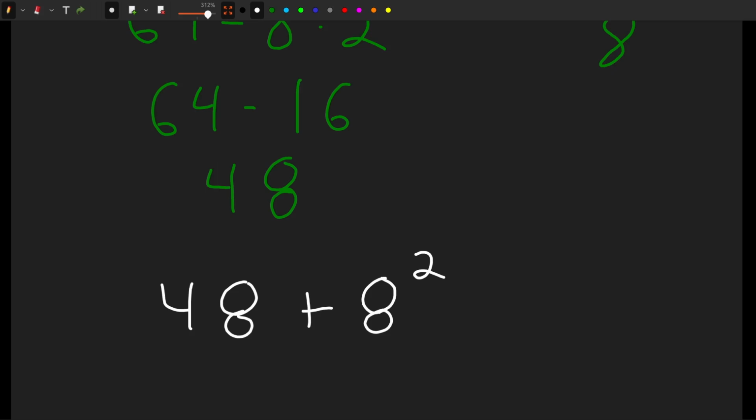Okay, so I have two operations left. I have addition and I have an exponent. I have to take care of the exponent first. So 8 squared is going to be 64. And now I just have to add 48 to 64.